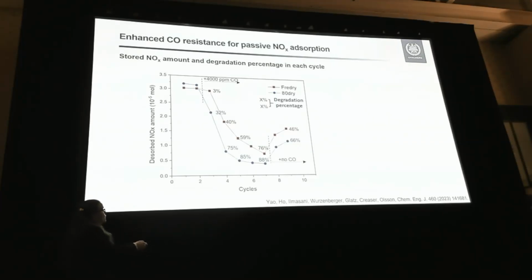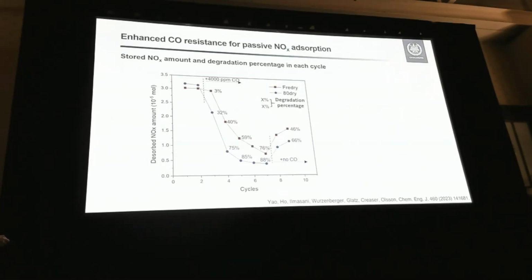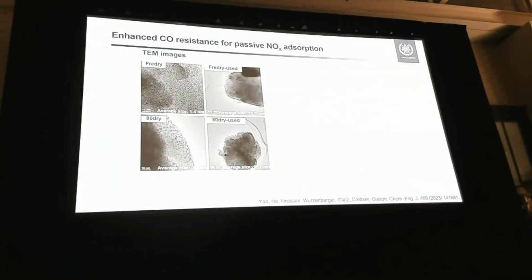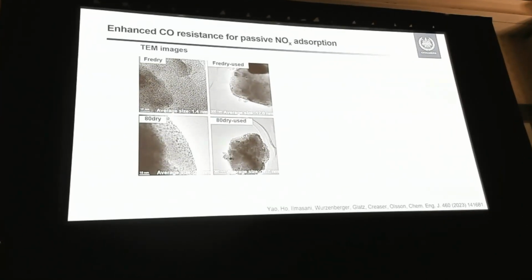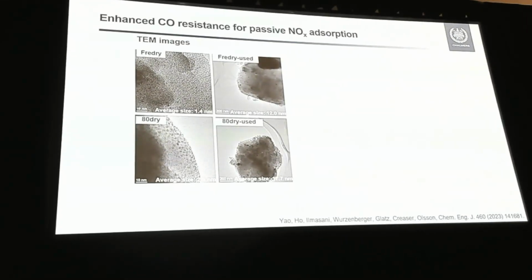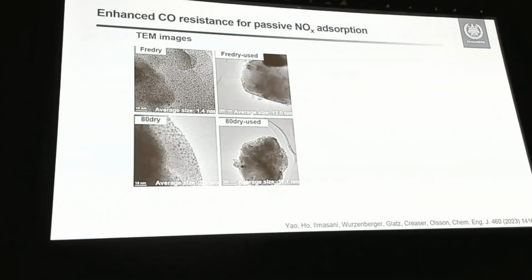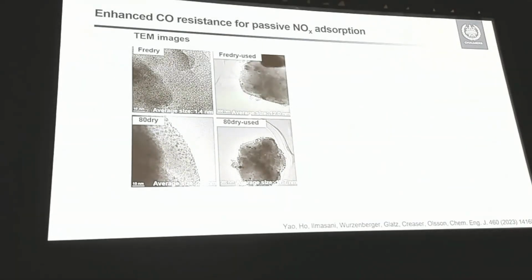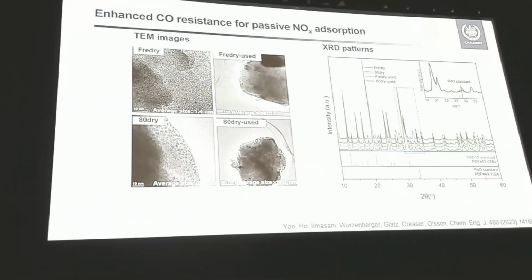And then here we remove CO, and we can see that we gain some activity, but not at the beginning. But also after these high CO levels, the NOx storage was 46% for the freeze dry sample and 66% for the 80 degree dry sample. So when we look into the TEM images, we can see that the freeze dry, we go from 1.4 up to 12 nanometer on average. The 80 degree sample had bigger particles at the beginning. We got 2.9 nanometer on average, and we got 17.7. So here you can see that the freeze dry has smaller particles both initially as well as after it has been used in the cycle.